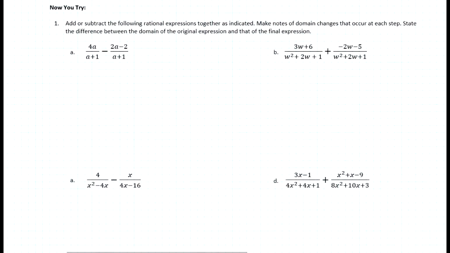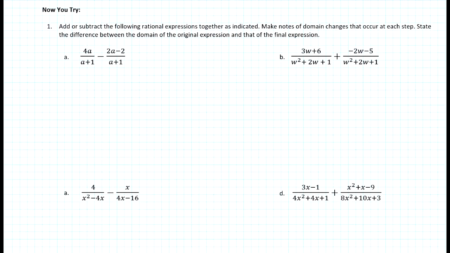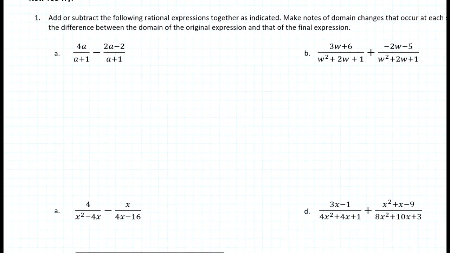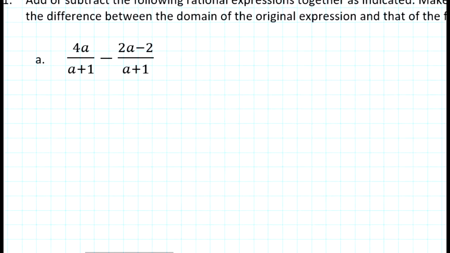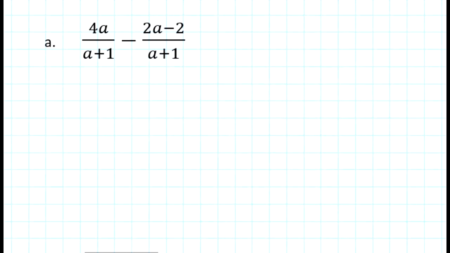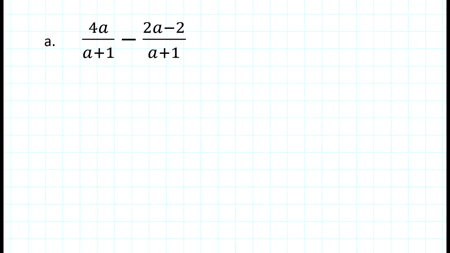This is Noah, and let's look at the solutions to the Now You Try problems where we're adding and subtracting rational expressions and looking for domain changes. So the first problem we're going to look at here is 4a over a plus 1 minus 2a minus 2 over, once again, a plus 1. So we've already got a common denominator. We don't need to worry about that. So I'm just going to combine these fractions now.